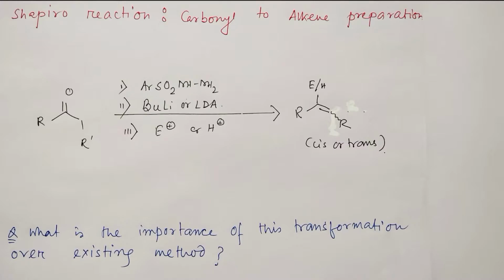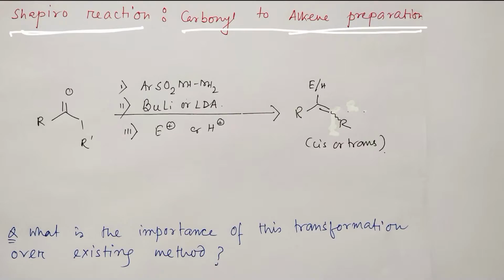So today we are going to discuss a very interesting as well as important name reaction, because many times you can find some MCQ appearing related to this name reaction. That is the Shapiro reaction. This reaction is very useful for conversion of a carbonyl group into an alkene, better to say a substituted alkene.